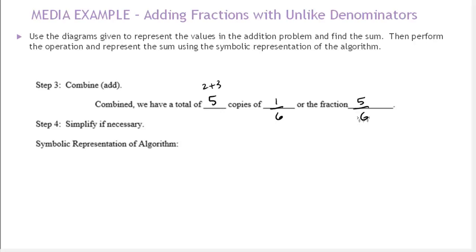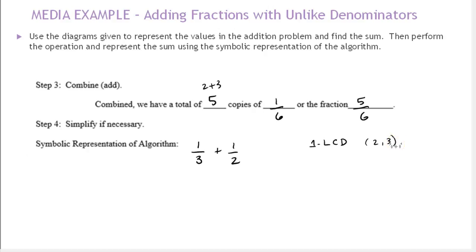Okay, so let's see how we just represent this symbolically without drawing the pictures. Sometimes you can draw pictures, sometimes when the numbers are bigger you can't. It's always good to be able to visualize them. So we had 1/3 plus 1/2. First we found the least common denominator, and our denominators were 2 and 3. That's the least common multiple of the denominators.